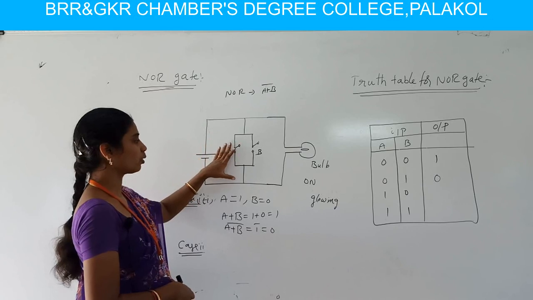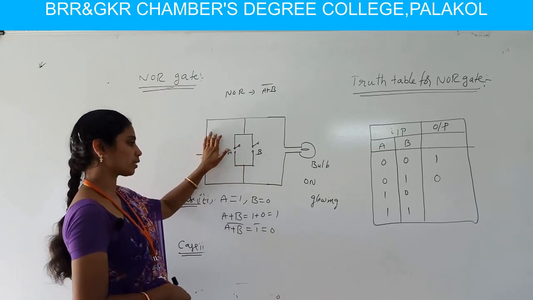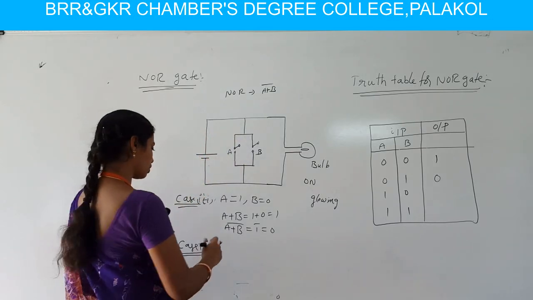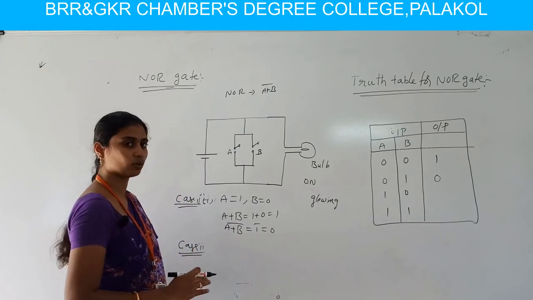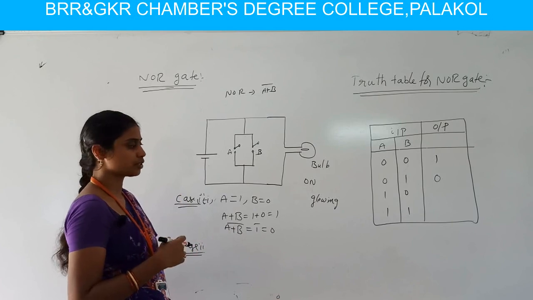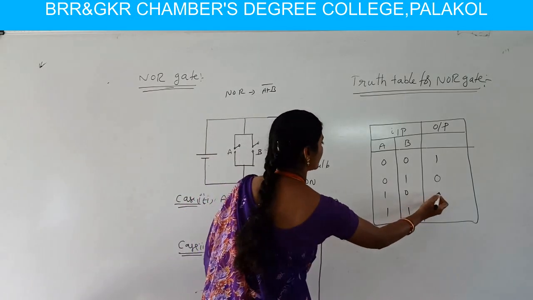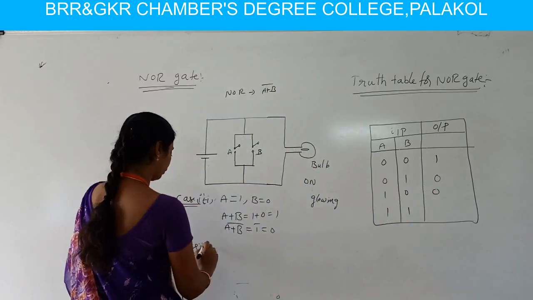Here A is open and B is closed in the same condition, and A is closed and B is open. Here also the same condition is occurring. So we have the output at low logic level in a similar manner. Here the bulb is not glowing in the circuit. Then we observe that in case 3, 1 0, the output is in low logic level, bulb is not glowing. And next we go for the fourth case.